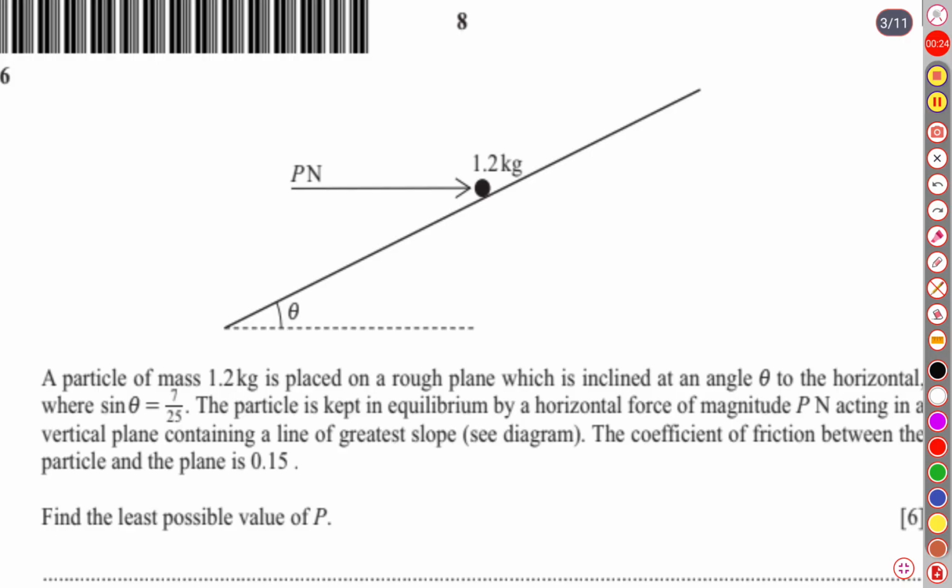a rough plane which is inclined at an angle of theta to the horizontal, where sine theta is equal to 7 over 25. The particle is kept in equilibrium by a horizontal force of magnitude p Newton acting in a vertical plane containing a line of greatest slope. See the diagram. The coefficient of friction between the particle and the plane is 0.15. Find the least possible value of p.